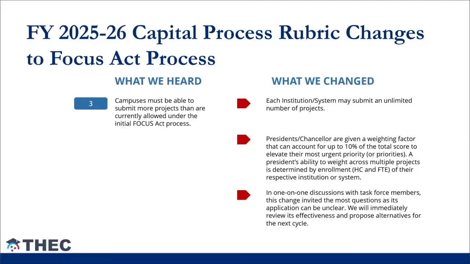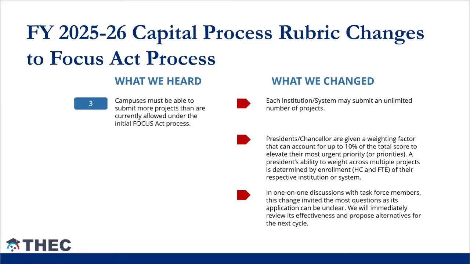3, campuses must be able to submit more projects than they do. Again, before we had a limit on how many projects a campus can submit. We now have a process where every institution and system can submit as many projects as they would like to. Of course, the biggest check on capacity to do so would be on their ability to submit the proposals. But we did move to an unlimited number of projects.